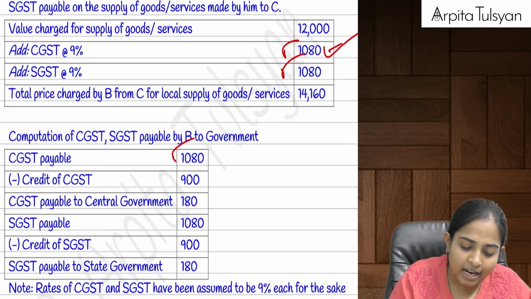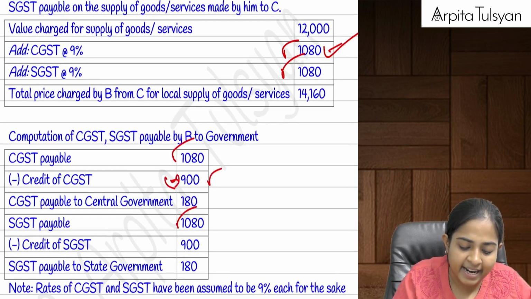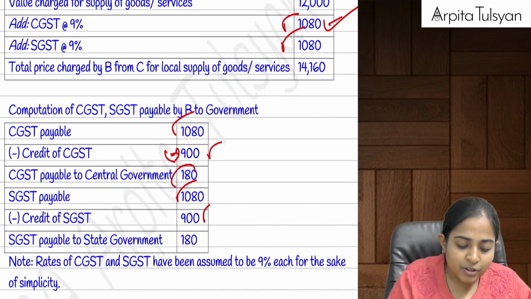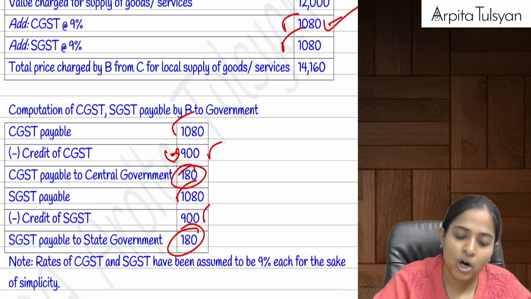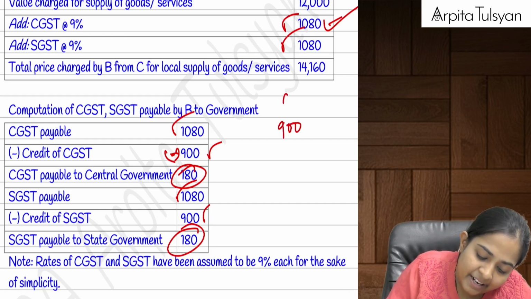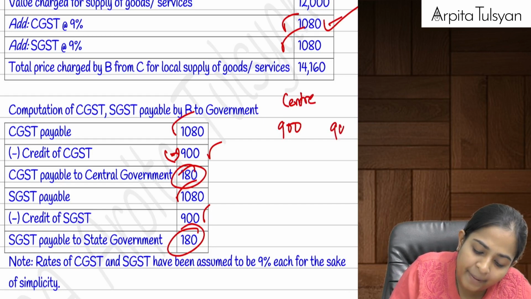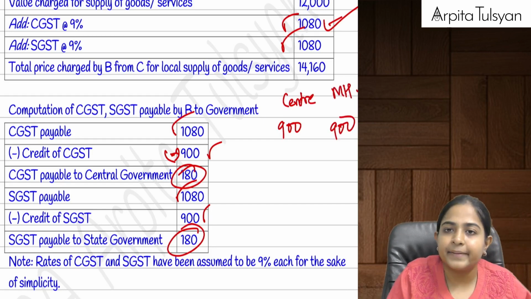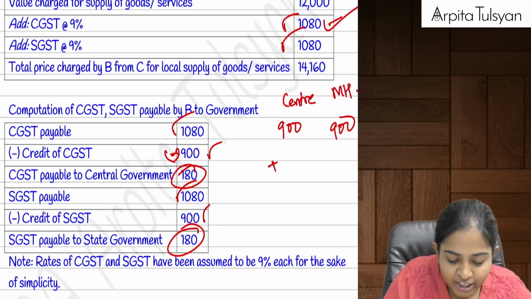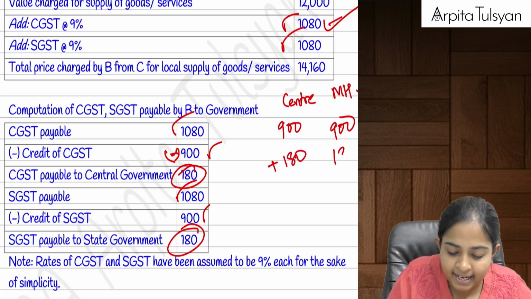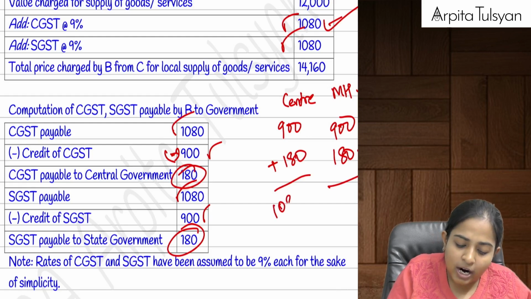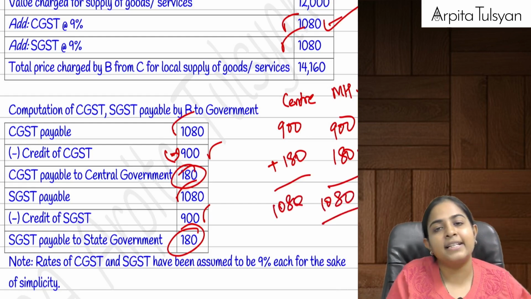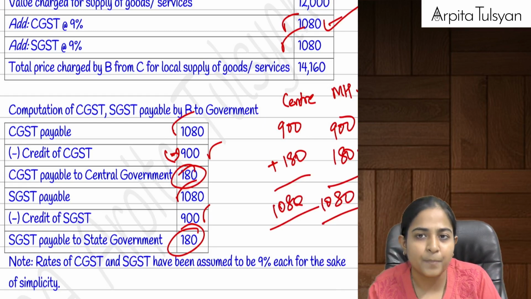Yes, so now 1080 is payable. Earlier we have already paid 900 and 900, so we will utilize it. So ultimately 180 is the amount that we are now going to pay to the government. Earlier we had paid 900 to the center and 900 to the Maharashtra state. Now we are additionally paying 180 to the center and 180 to the destination state, that is going to be Maharashtra only. So ultimately 1080 reaches the government in this particular manner.